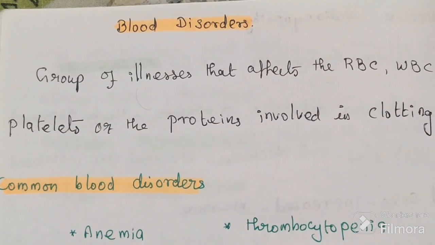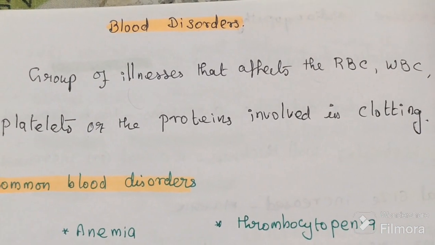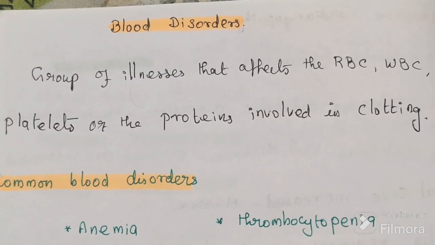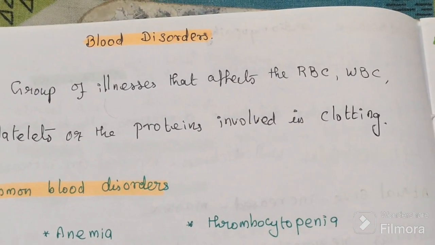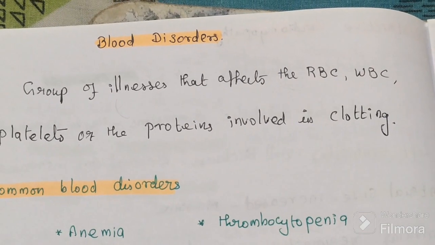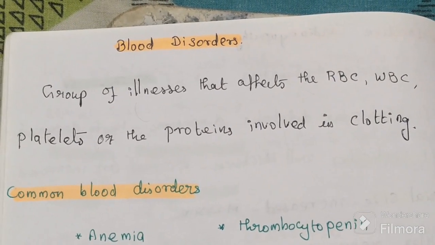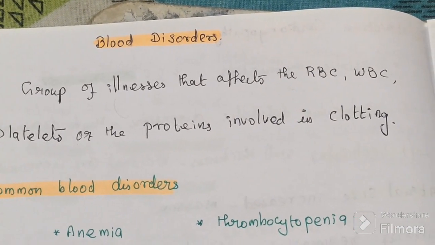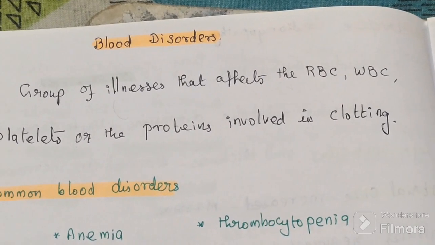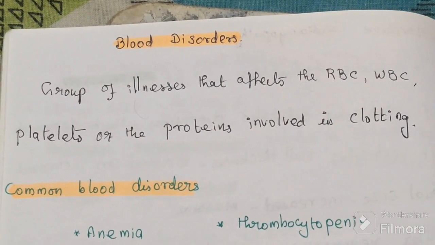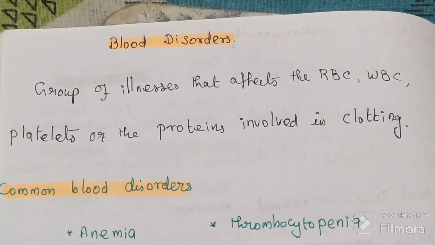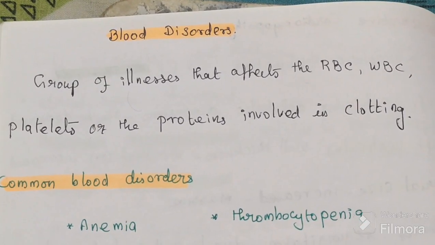In this video, we'll discuss blood disorders. What are blood disorders? It is a group of illnesses that affect the red blood cells, white blood cells, platelets, or the proteins involved in clotting. So it is a group of illnesses affecting RBC, WBC, and platelets.